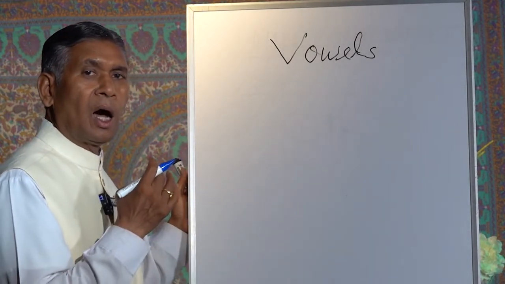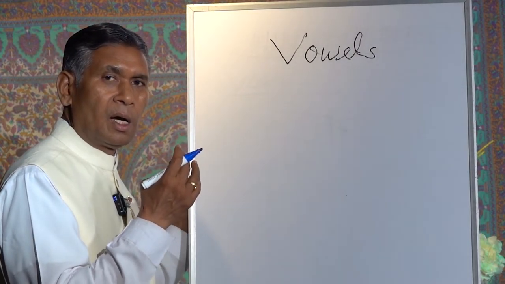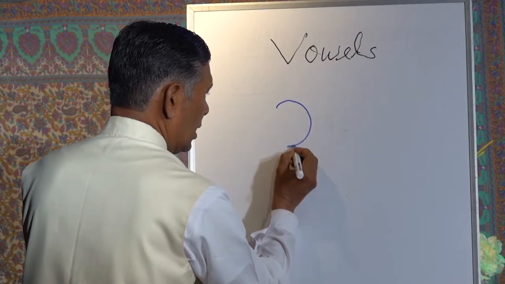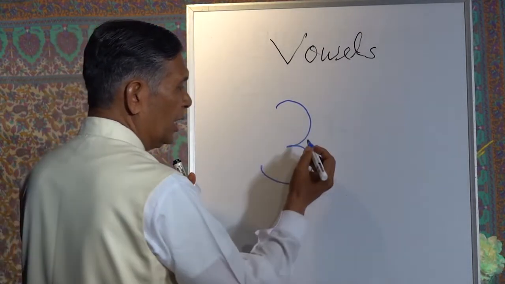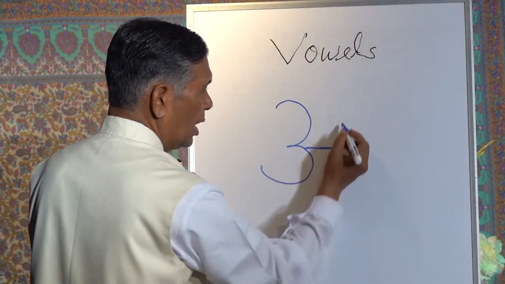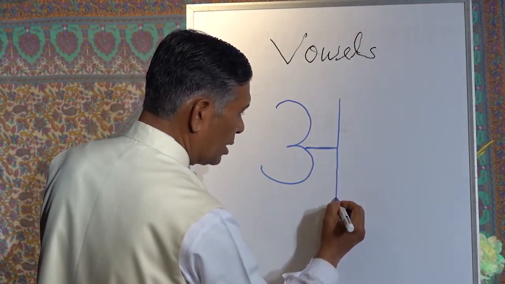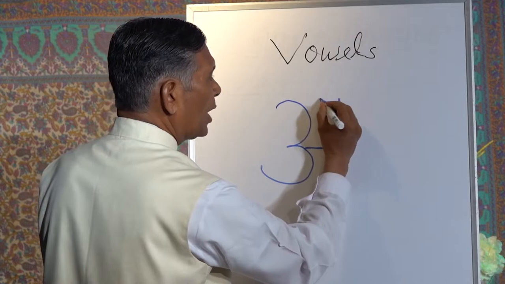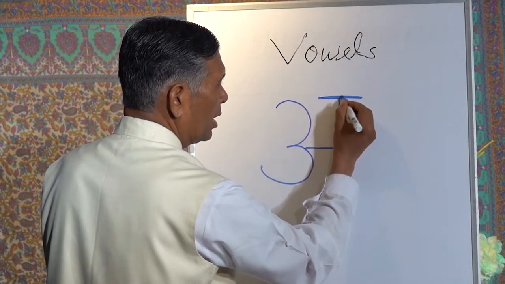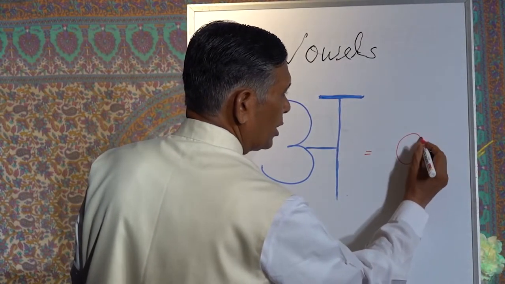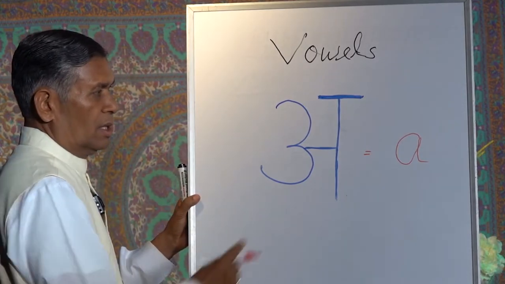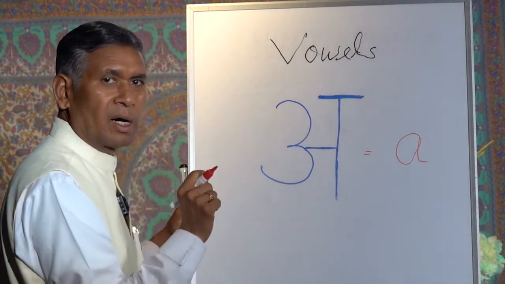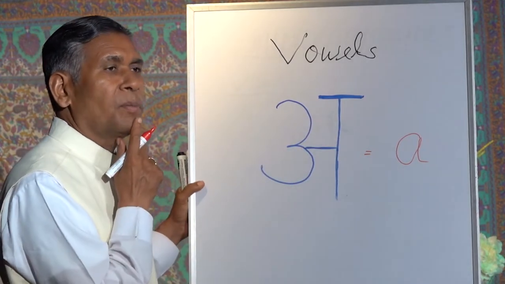The first sound is a. Open the mouth and feel a. So this is like the number three. First write a three and keep a joining piece, and keep one stroke bigger than your three. After writing, bold the line. In English we say A, but in Hindi for this letter you can understand easily, open the mouth and feel a.